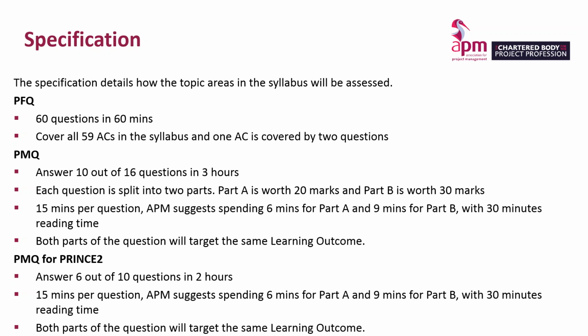And then for anybody doing the PRINCE2 qualifications, you can see the details there on screen. That's 6 out of 10 questions in 2 hours, which is the same as it is currently. The time is 15 minutes per question, 6 minutes we recommend for Part A and 9 minutes for Part B, again with 30 minutes reading time, and again both parts of the question will target the same learning outcome.